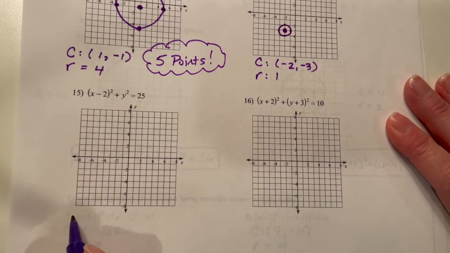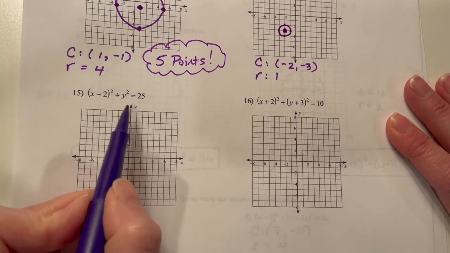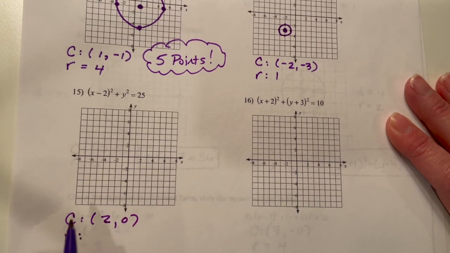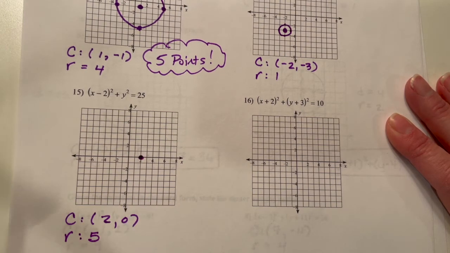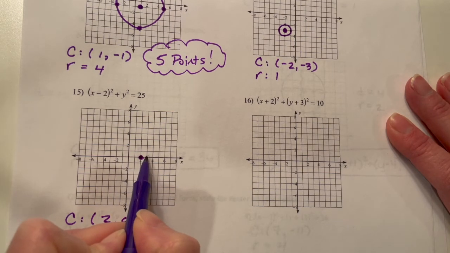Okay, and then on number 15 here, again, I'm going to list my center. So the center here is 2. What do I do when there's nothing in parentheses? Oh, it must be 0. And then the radius is the square root of 25, so it's 5. So my center is 2, 0. And I'm going to count 5 points to the right, up, left, and down.